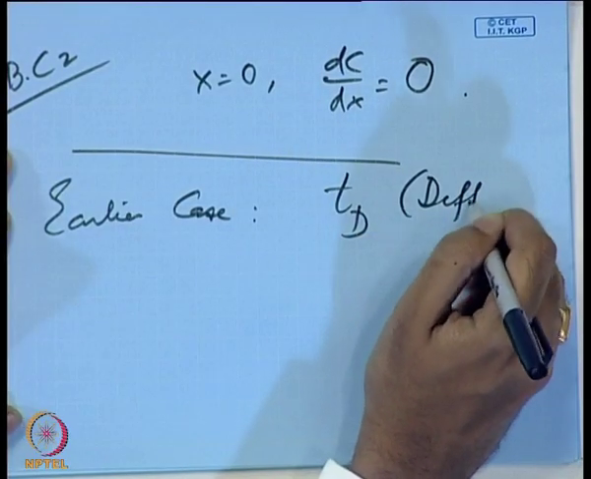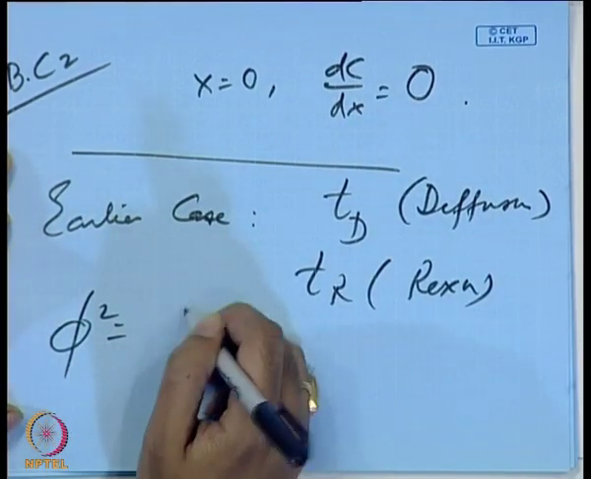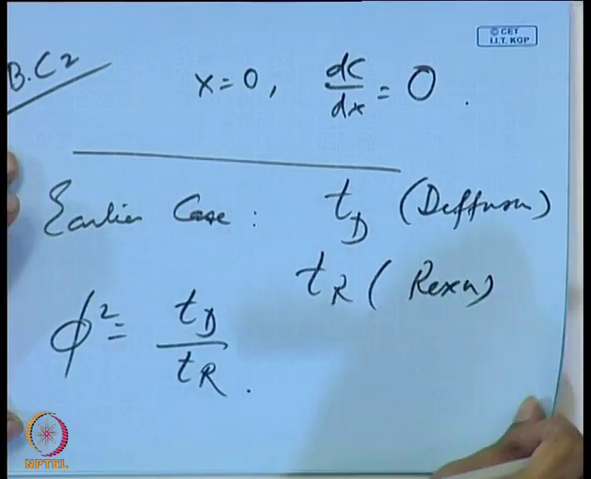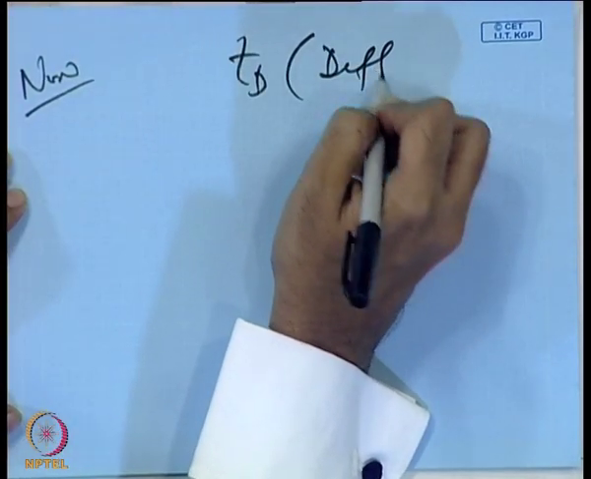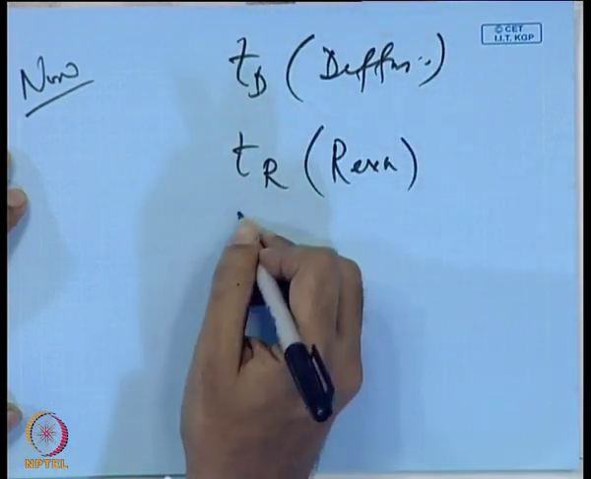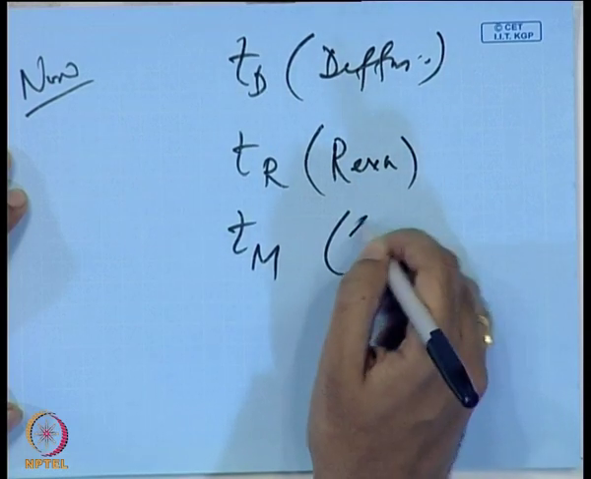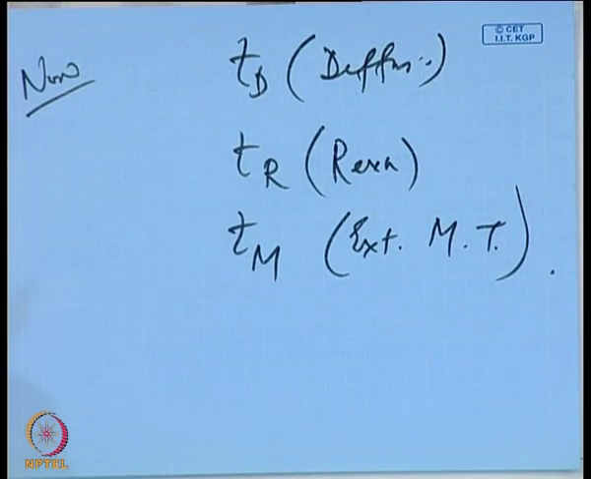So, earlier what were the physical phenomena that were there? The diffusion and reaction. So, you had phi square, which was a ratio of diffusion time over reaction time. Now, what do you have? Diffusion, reaction, and let us call this Tm, external mass transfer. So, these three phenomena occur simultaneously. So, you will therefore have two dimensionless numbers.